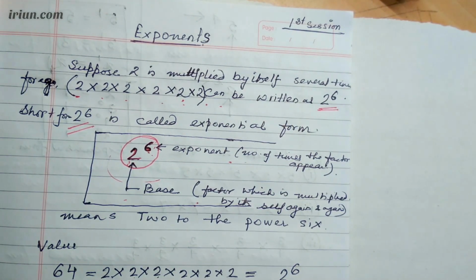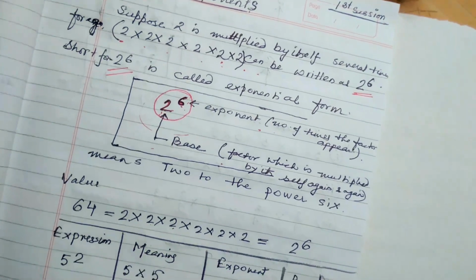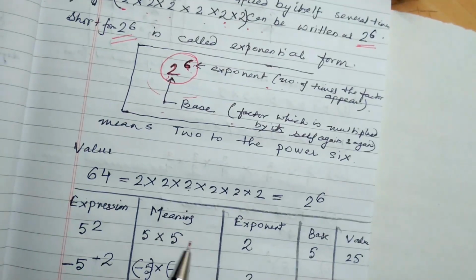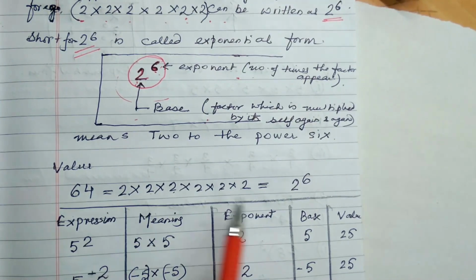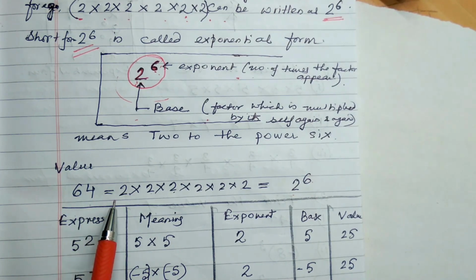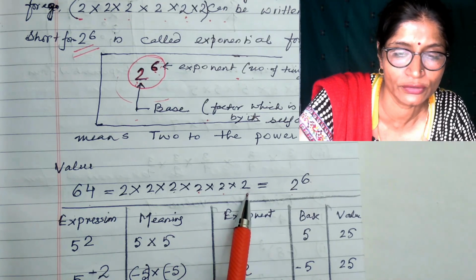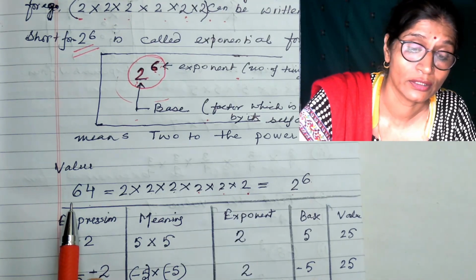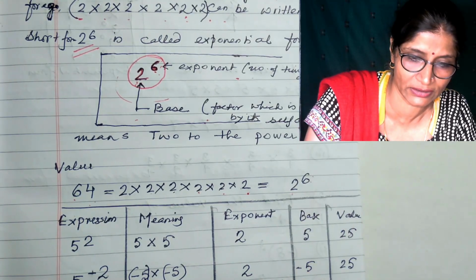In the same way, 2 multiplied 6 times is 2 to the power 6, or you can say that it is equal to 64, because 2 times 2 is 4, 4 times 2 is 8, 16, 32, and then 64. So 64 is equal to 2 to the power 6.